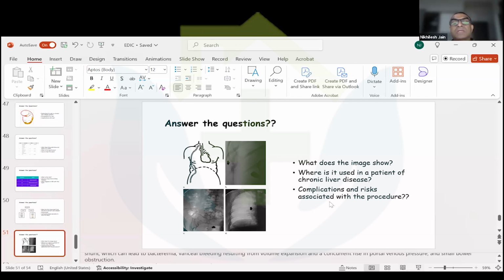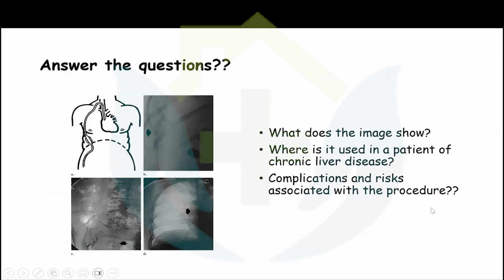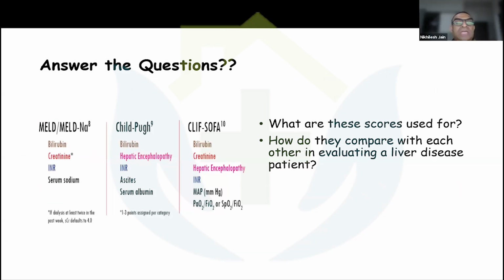And what are the complications and risks which can be seen with this procedure? Infection, obstruction. It can precipitate encephalopathy as well. You get a concurrent rise in portal venous pressures as well. Along with that, at times there can be a small bowel obstruction. What is the name again? This is peritoneovenous shunt. Peritoneal, yes. You got it? Okay, these are now, what are these scores used for?